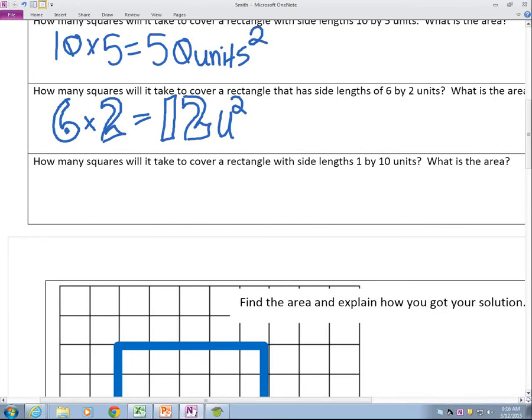All right. How many squares will it take to cover the rectangle with side lengths 1 by 10 units? 1 by 10. Well, what's the equation going to be? What does the expression look like? 1 times 10.